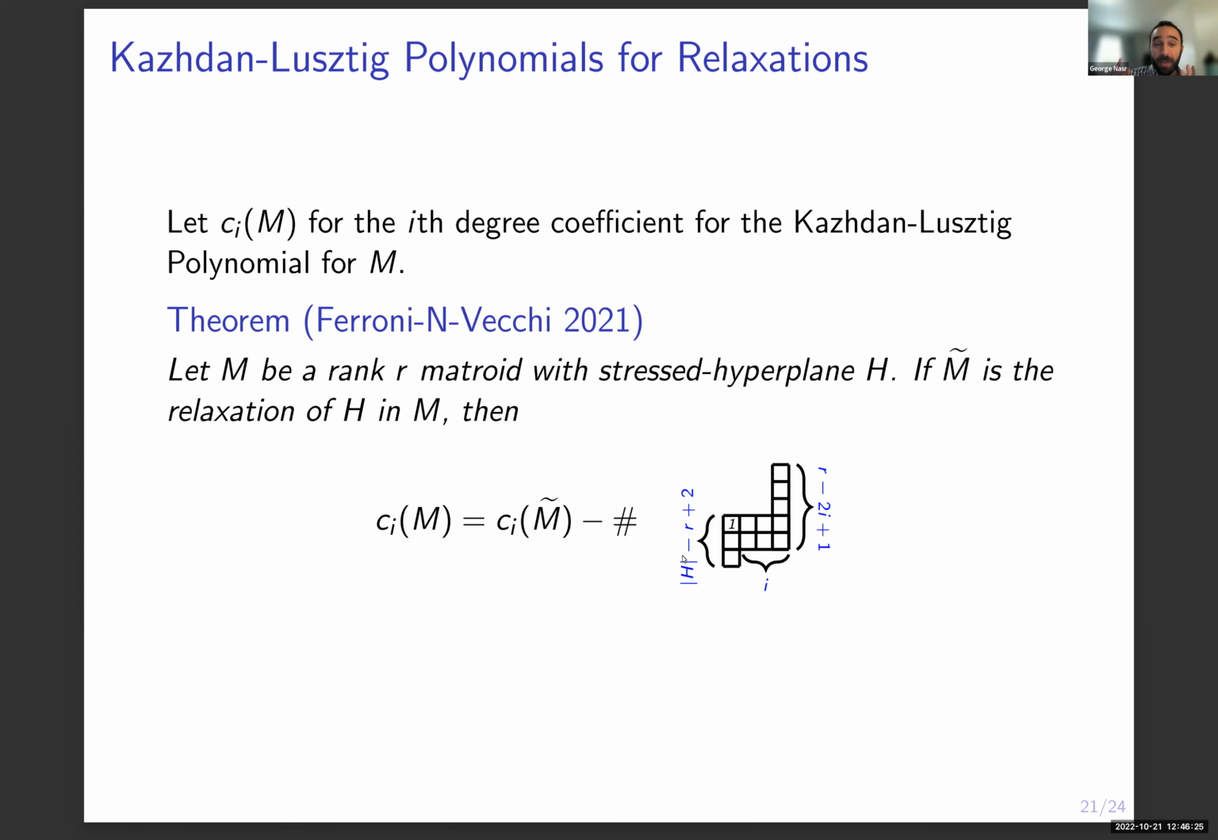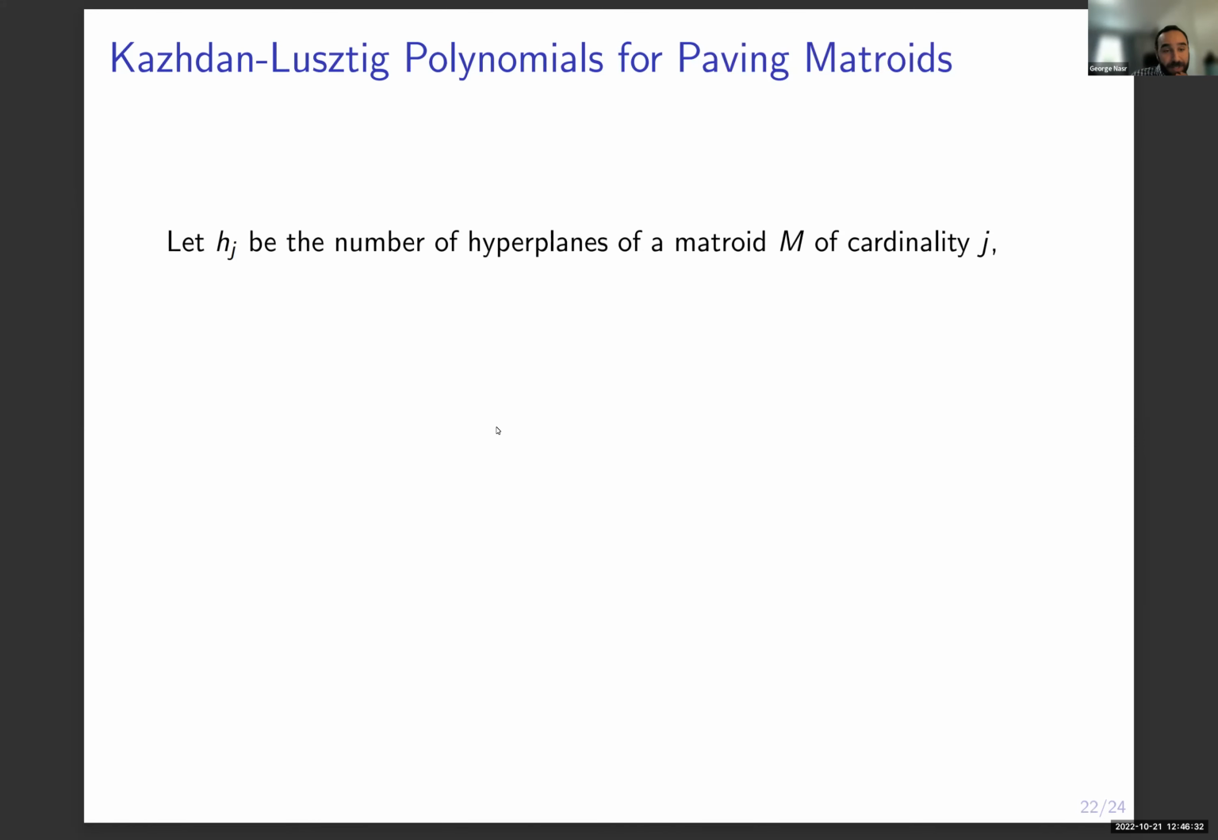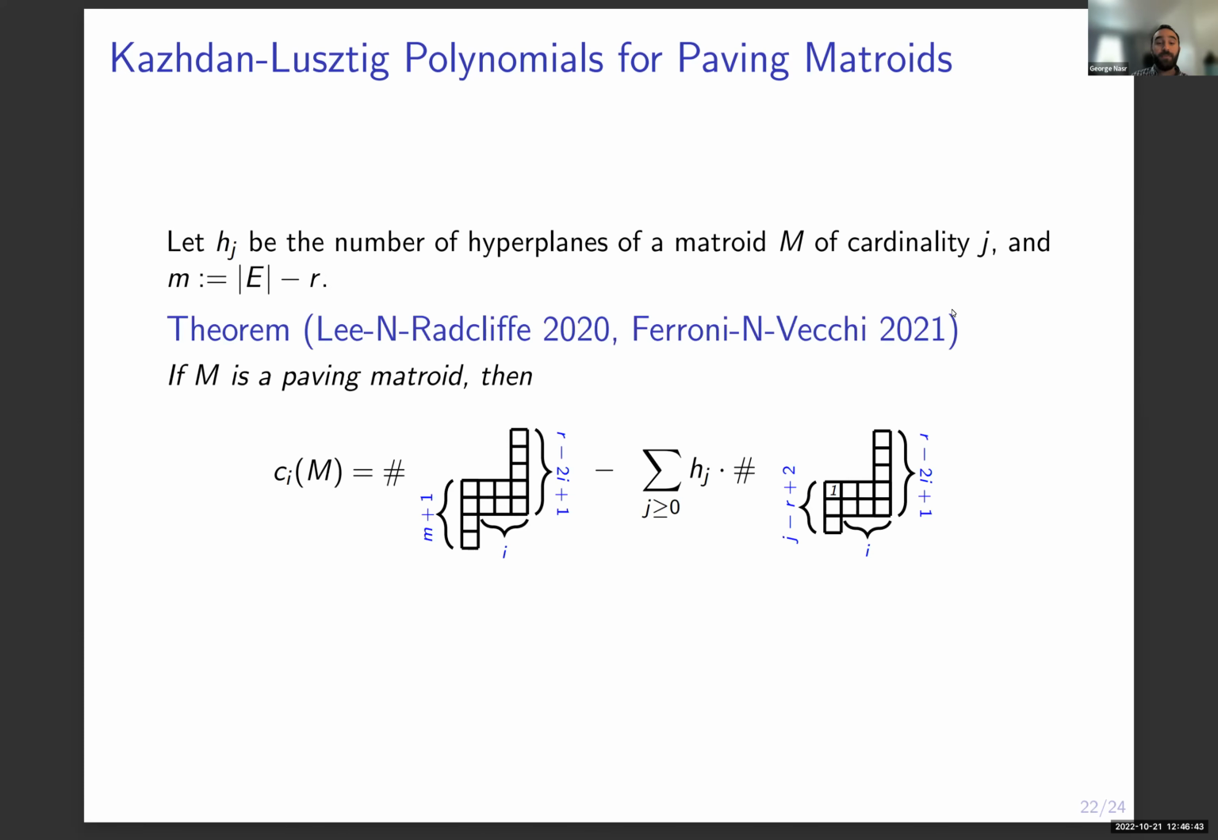So that's if I just want to relax, but what if I have a paving matroid and I can continuously relax to the uniform matroid? In that case, here's our setup. Let H sub j be the number of hyperplanes of cardinality j. Let m be how much larger the ground set is than the rank of that matroid. Then we have the following formula.